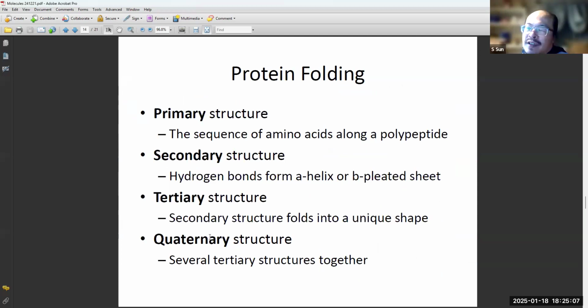Then how about quaternary structure? Quaternary structure is the way to describe the proteins formed by combination of multiple, more than two proteins together. So for example, this is a cup, right? You can see that you have a cap put together. So that's a quaternary structure. You have multiple pieces.